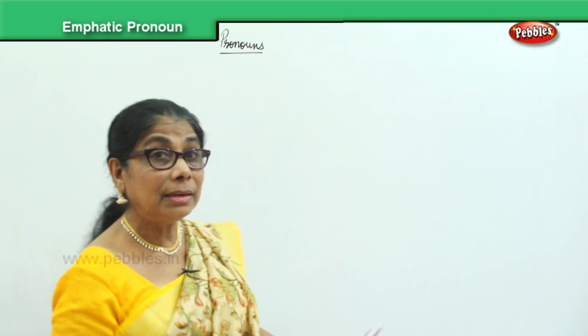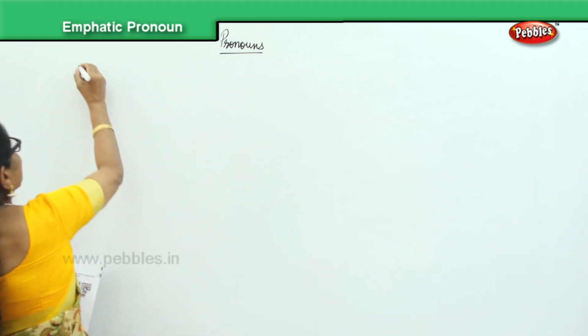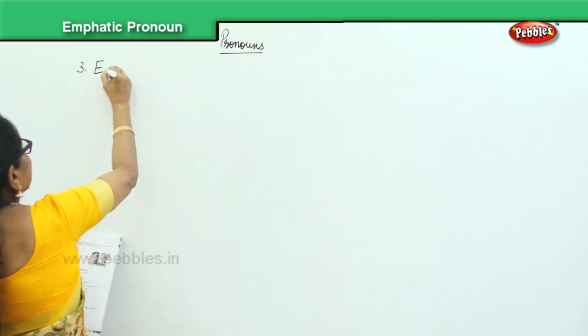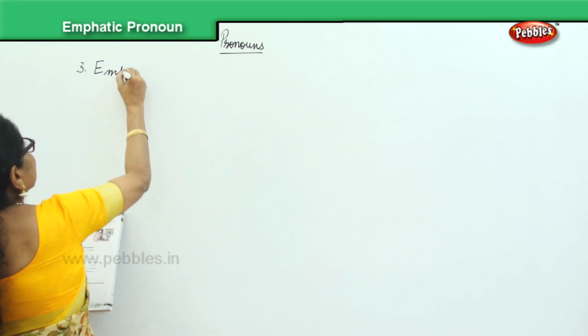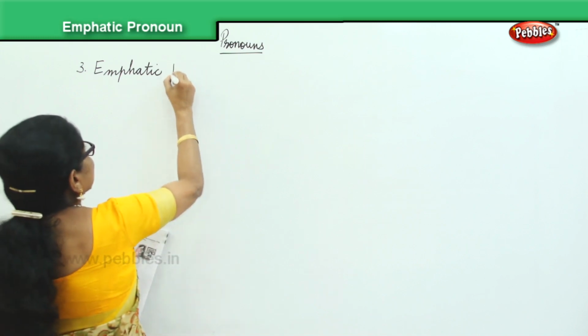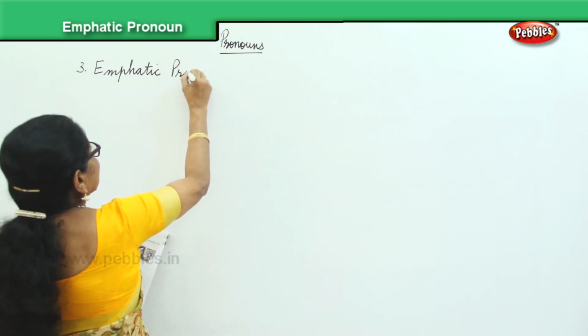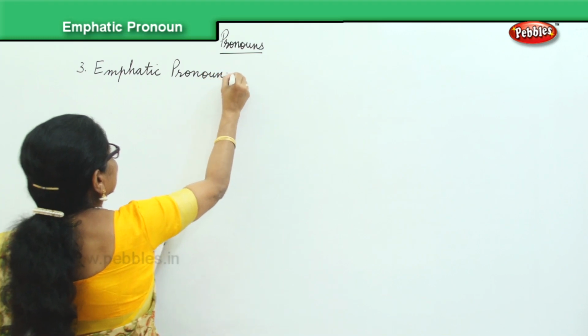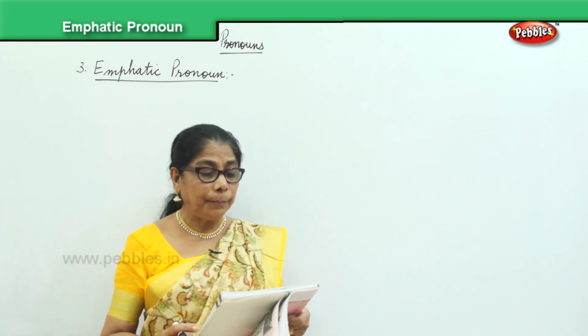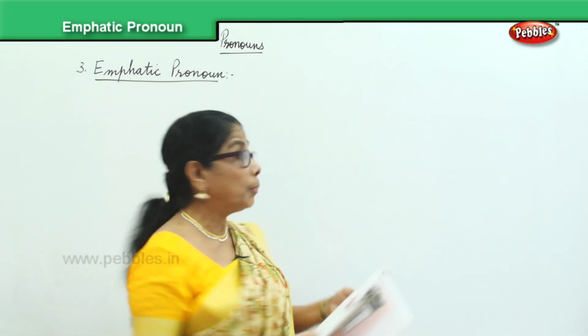Having done personal pronoun and reflexive pronoun, we go to the third one, that is emphatic pronoun, the third kind of pronoun. The third kind of pronoun is emphatic. Emphatic pronoun. Now, what does the emphatic pronoun say? An emphatic pronoun is used with a noun or a pronoun.